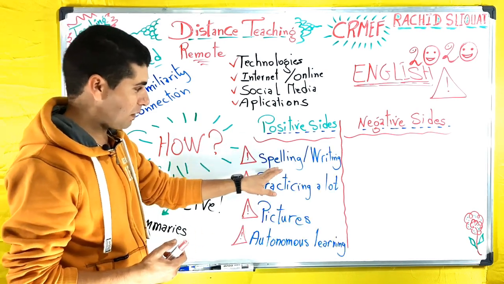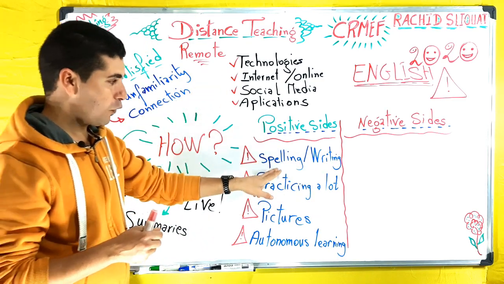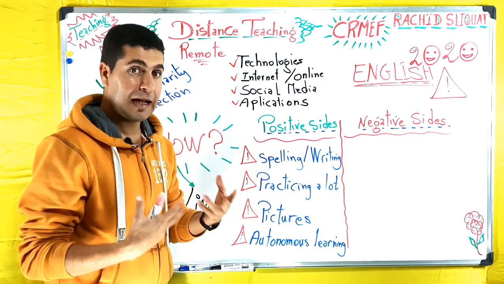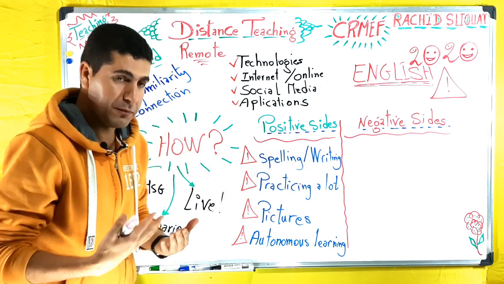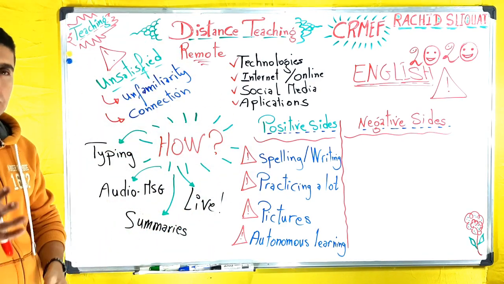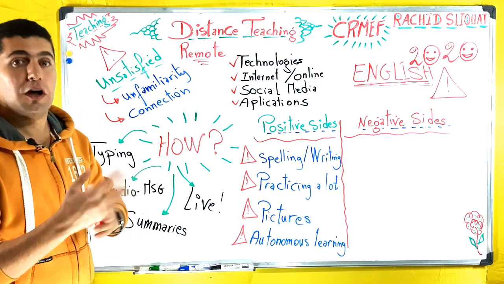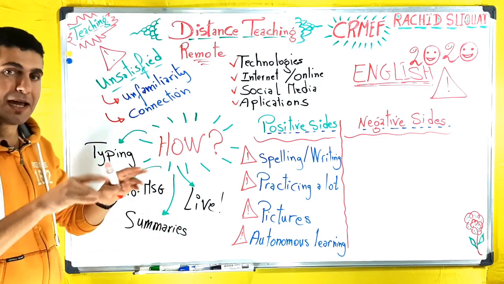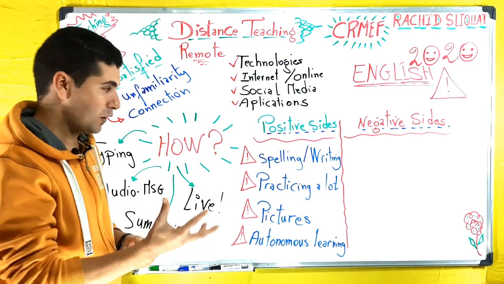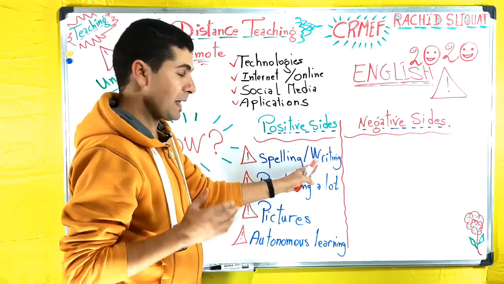Number one is spelling and writing. So remote teaching is good for spelling and writing. Students develop their writing skill and also they improve themselves as far as spelling is concerned. Here in remote teaching, most of the time students will be interacting with the teacher and with each other only by typing words and typing sentences. So this is good for students to master the spelling and to improve their writing skill.